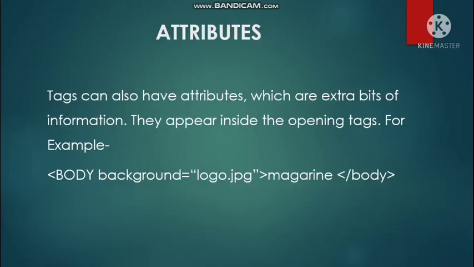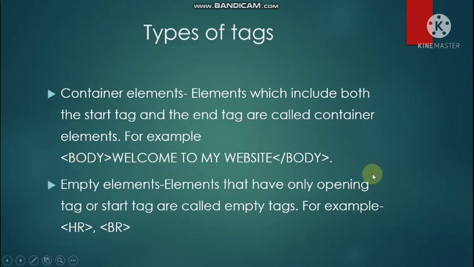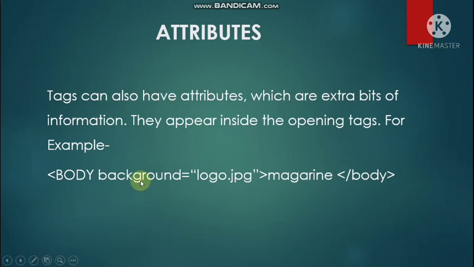Next are attributes. To show a more specific output on the screen, we can use attributes, which are extra bits of information with the tags. They appear inside the opening tags. Like I showed you, this is the on tag and this is the off tag. So if you are going to write an attribute, it will always be written in the on tag. If it is an empty element, you know that empty elements have only the on tag, so in the on tag part, attributes are written. I have given an example: body tag started, body tag closed.